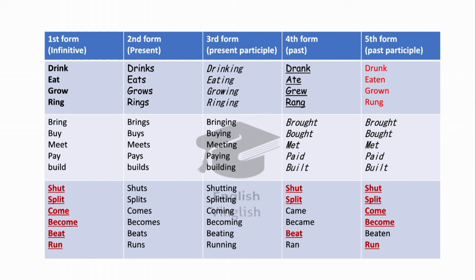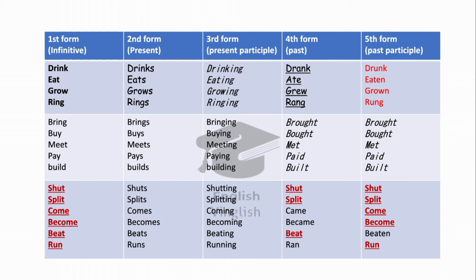Next one, come and become. Those two verbs also have the same past participle formation. Come, comes, coming, came, come. Become, becomes, becoming, became, become.